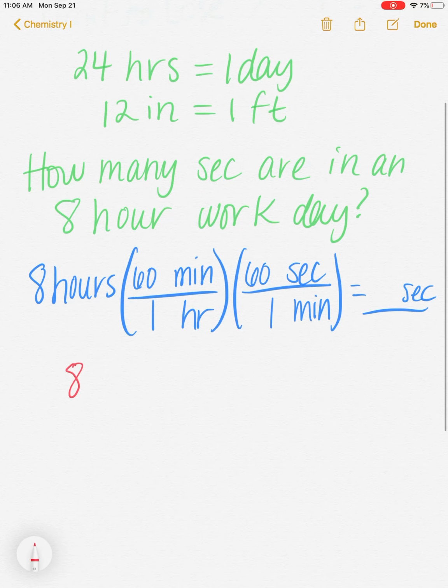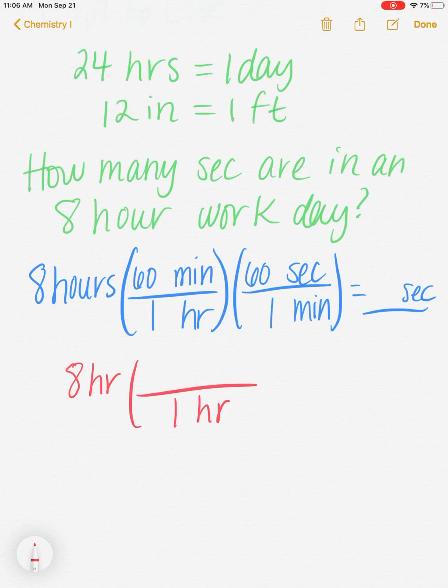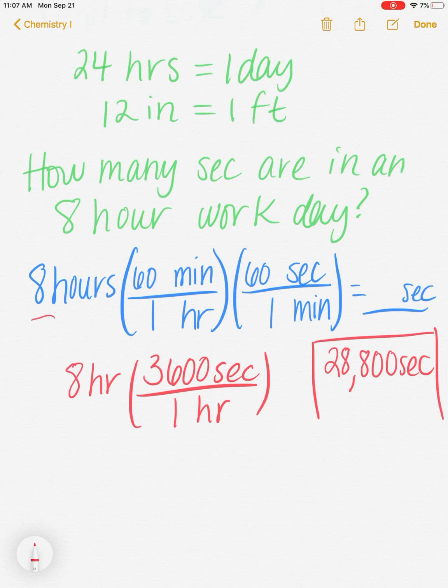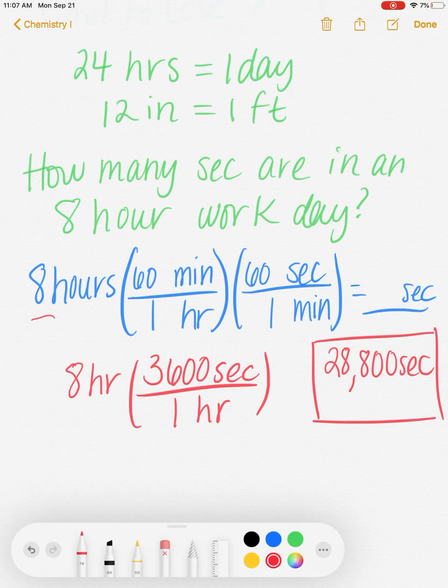In class, we had pointed out that this could also be achieved in one step because some people are aware of the conversion factor that 1 hour is 3,600 seconds. Regardless of which method you use, you are going to start with the 8. In the top method, we would take 8 times 60 times 60. In the bottom method, we would take 8 times 3,600. And regardless, they should both give you the answer that there are 28,800 seconds in an 8-hour workday.